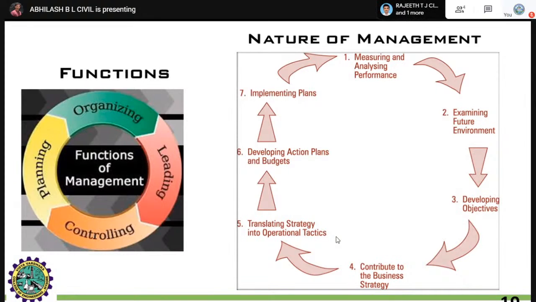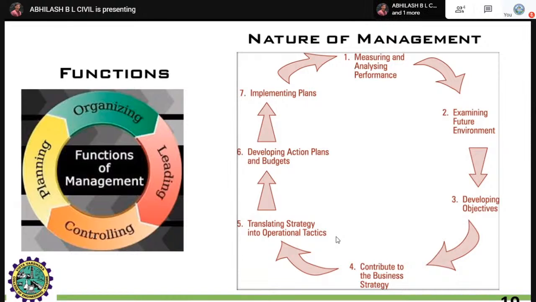Next comes the nature of management. Before going to the nature of management, let's have a glimpse about functions. As I told, the four phases of the construction are planning, designing, execution, operation and maintenance, and at the last is the deconstruction. Similarly, the functions of management take place in planning, organizing, leading, and controlling.